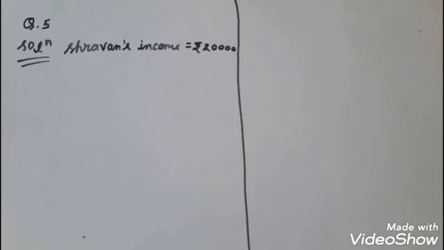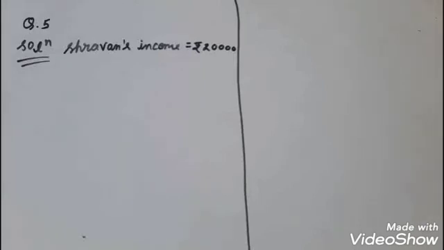Now, the last question of this exercise, question number 5. Listen to the question carefully. I am reading the question. 5% of Sunil's income is equal to 15% of Sudhir's income, and 10% of Sudhir's income is equal to 20% of Shravan's income. If Shravan's income is 20,000, find Sunil's income. So for this question, we have to do our working from the back side. So first of all, we have the income of one person, that is Shravan. Shravan's income is rupees 20,000.